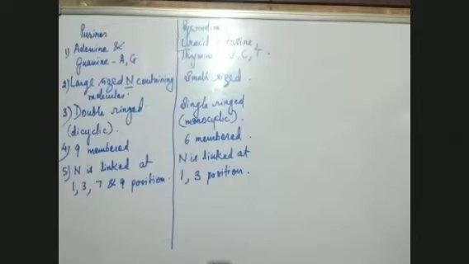Fourth point, 9-membered. 9-membered means when you see the structure of this, there are 9 members. Wait a minute, beta. I'll show you the picture, how this is, why this is known as 9-membered and why this is known as 6-membered. That picture I'm going to share with you.